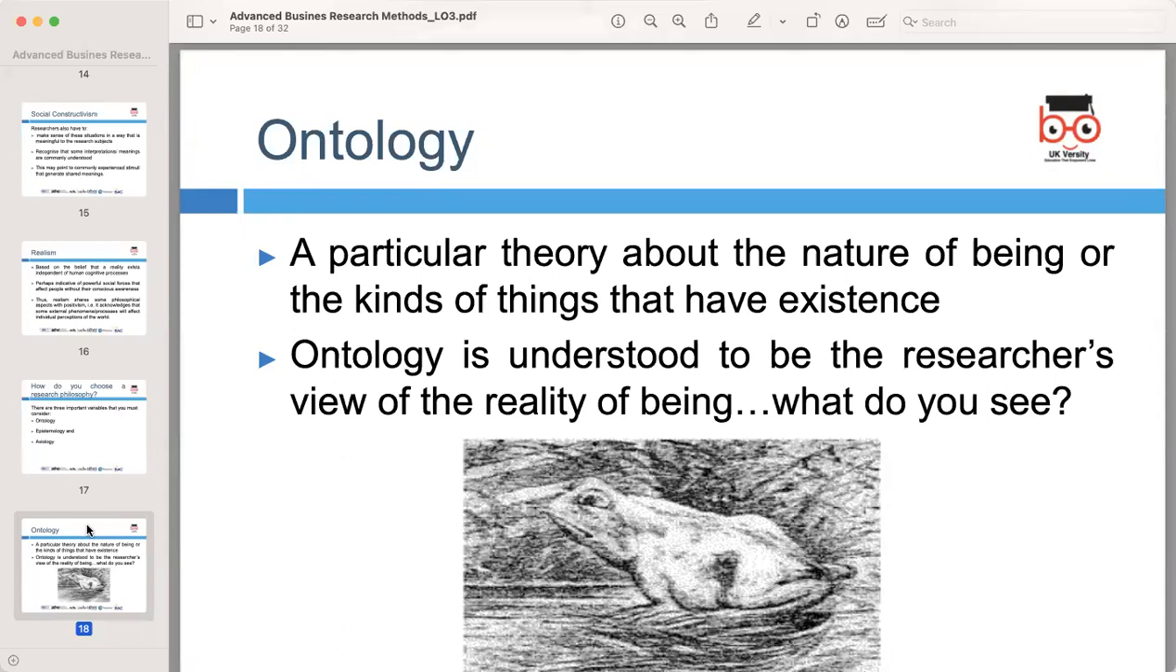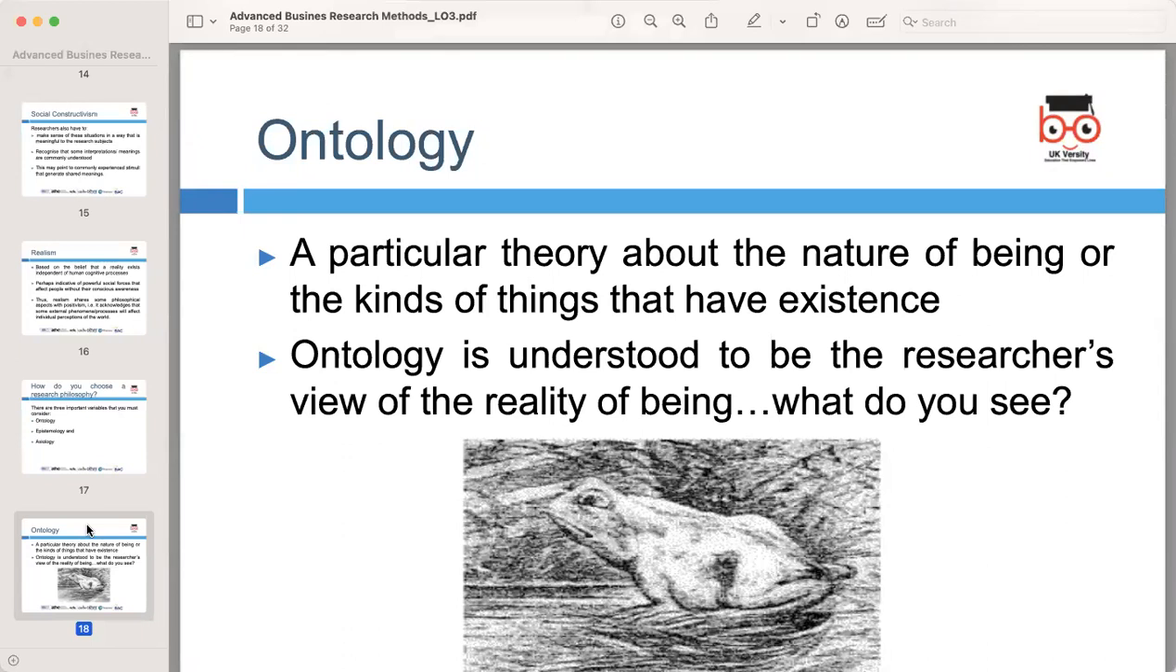So now you might be wondering, why is this important? Well, ontology helps us make sense of the world around us and provides a framework for understanding various aspects of our existence. It helps us categorize and classify things, allowing us to study and analyze them more effectively.